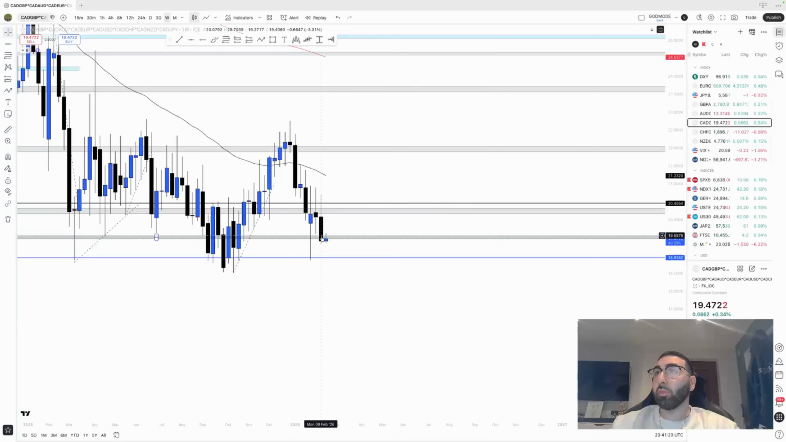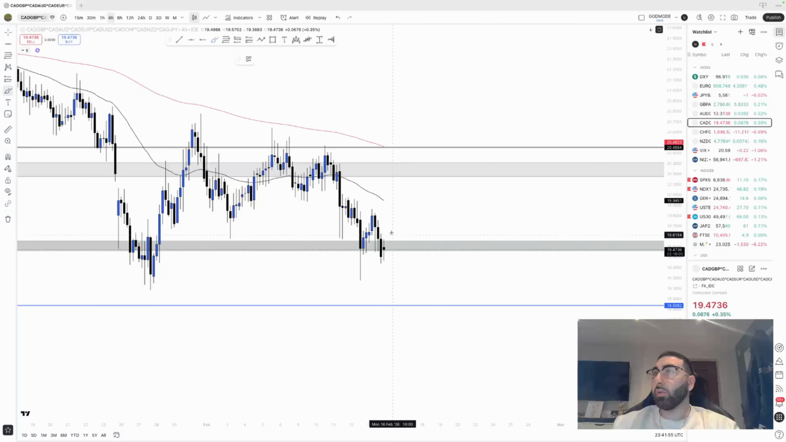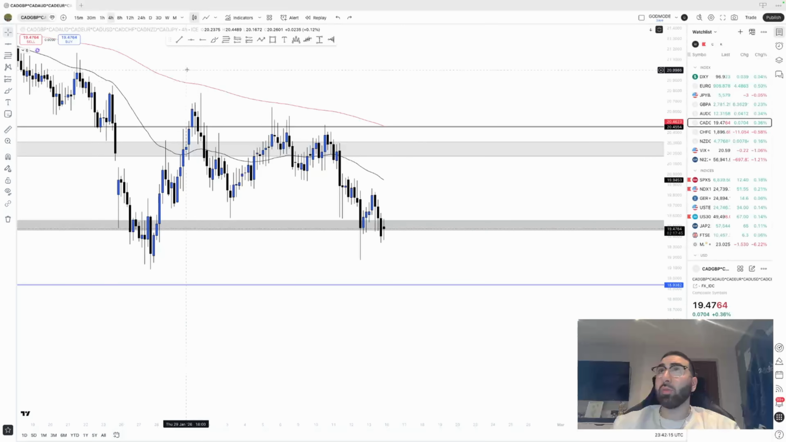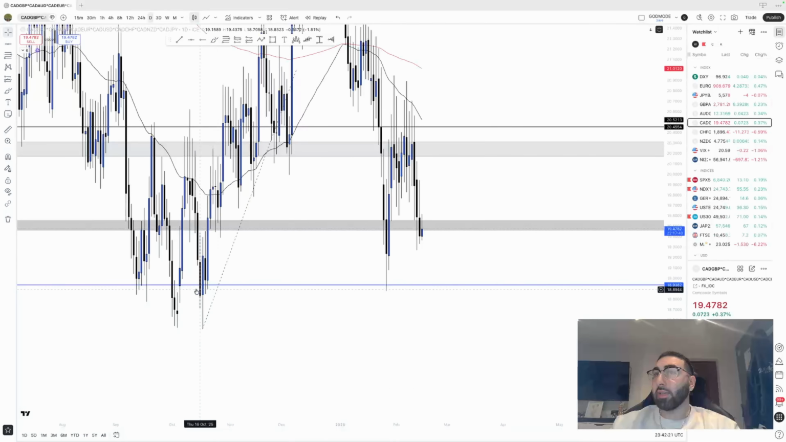So Canadian dollar, we did have a very bearish week last week. What we could look for is a retracement back into this area here, with this 4-hour 50 meeting to go short. But ultimately, as it looks like we're just having continuous lower lows, lower highs, I think we're just going to see this play out until it reverses its trend down at this area here.